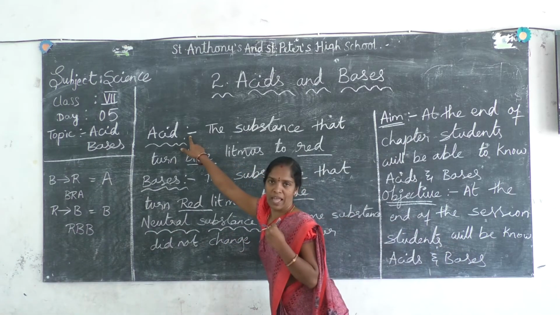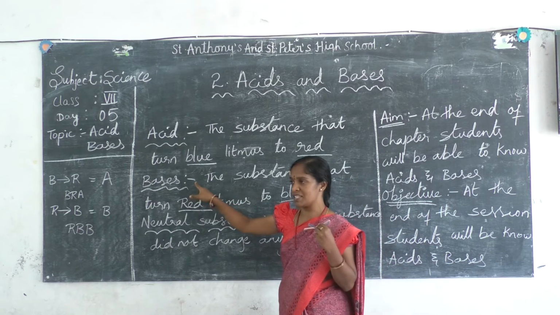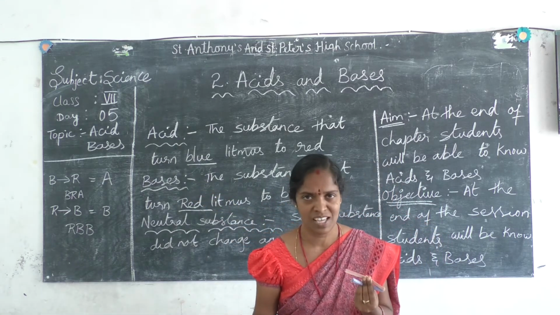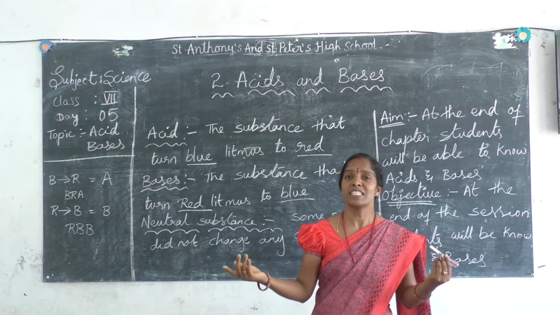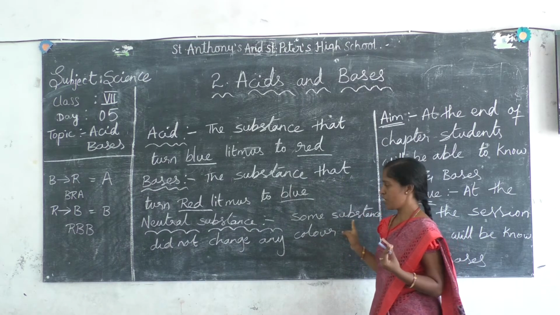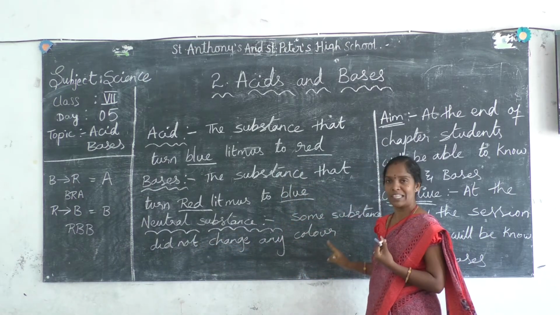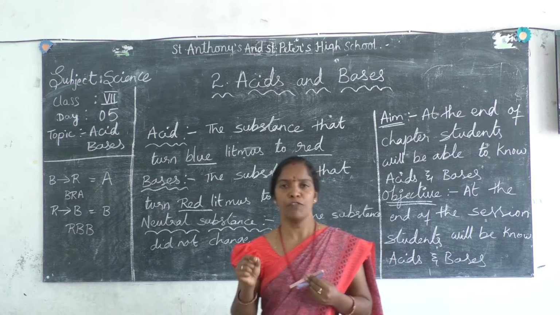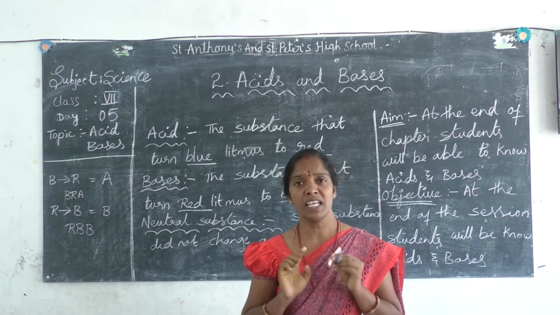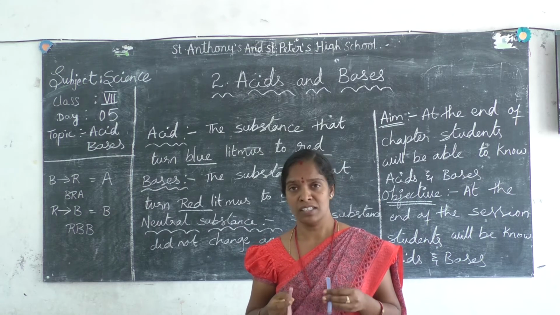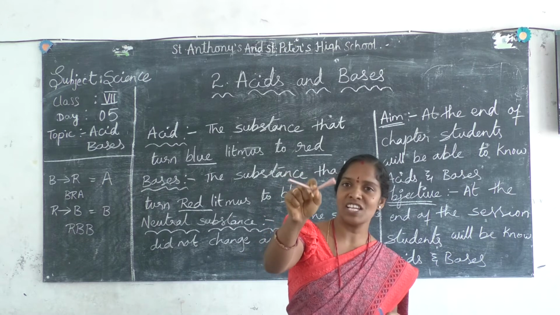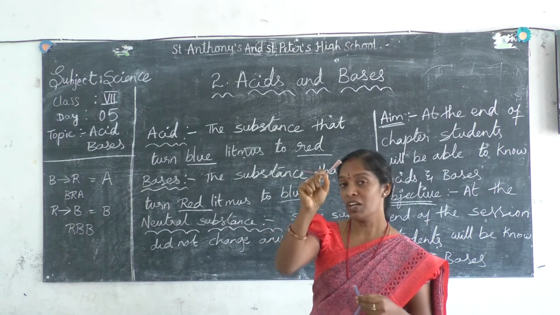We learned about the acid. We learned about the base. Now some of the substances will not show any changes. What about that? It is nothing but a neutral. See here, neutral substance. Some substances do not change any color. That means if you dip litmus in such a substance, it will not show any color change at all. I said just now, blue is changed to red, red is changed to blue.